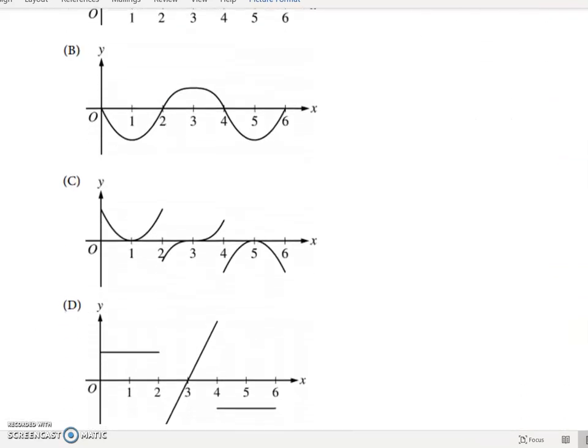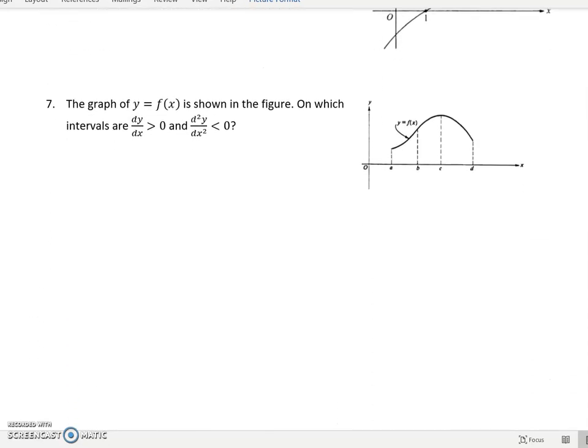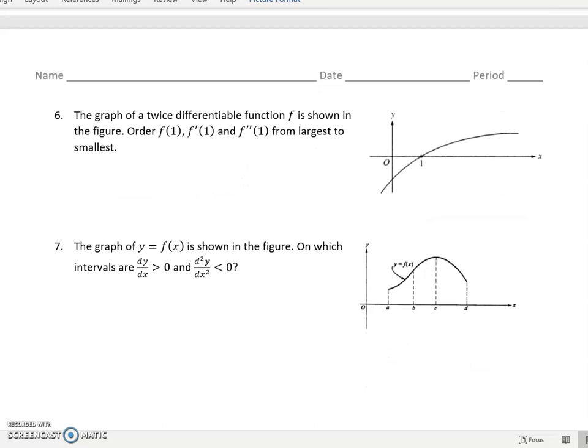I think you get that. There are some good ones back here too that deal with just the way that the graphs interact. You guys have seen this before where I look at the values. Now remember on these guys, f of 1 is the actual value, which is 0. The derivative means the slope at 1, so the slope is a positive number. And then this is concavity, which you can tell it's concave down. So that's how I'm able to order it from largest to smallest.